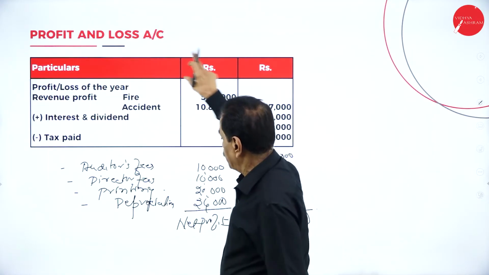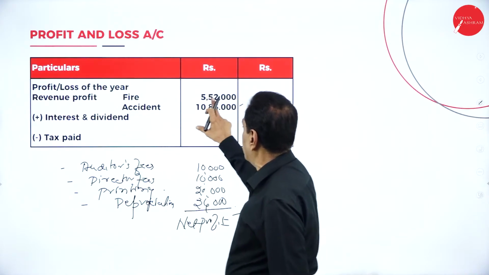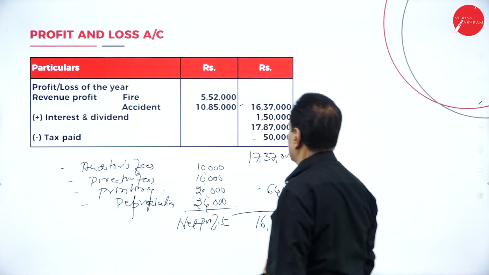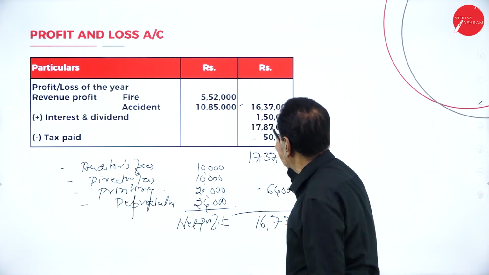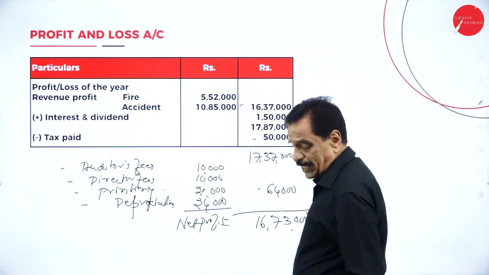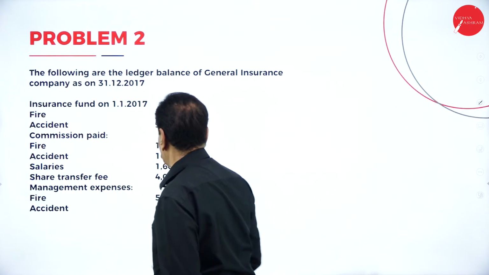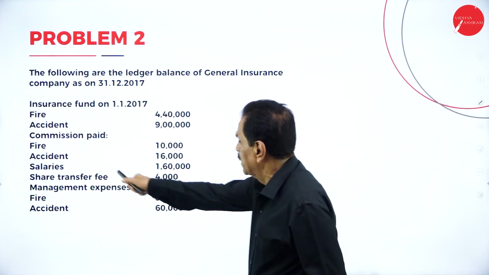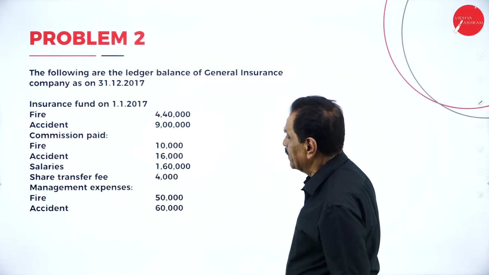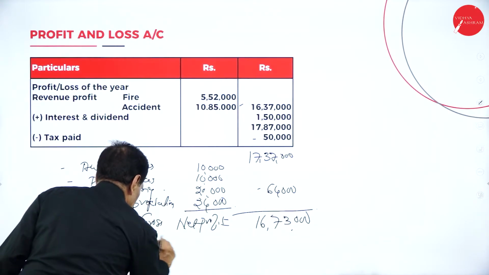So here, if you want, you can continue like this: the profit for the year, revenue profit 5,50,000 for fire and 11,00,000 for accident, plus interest and dividend 1,50,000 should be added. It becomes 17,80,000 minus tax paid 50,000. That should be deducted. Any transfer fees? Here, salary and share transfer fees are also there. Salary 1,60,000, share transfer fees 4,000.